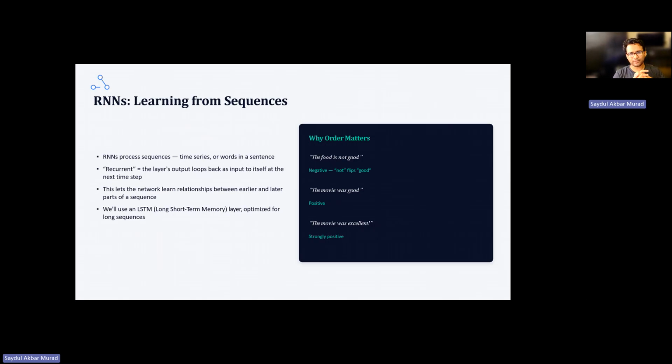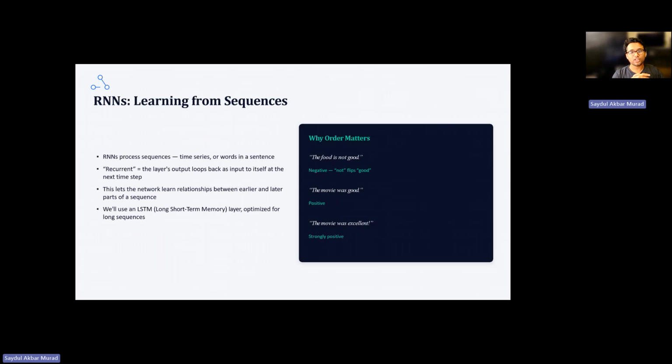If you see the example here, what is the importance? The example: the food is not good. It has a positive word, good. If we don't know the previous word, not, then you will not understand what it is. That's why we have to remember the previous word to connect the future predictions, or to understand the total context of the sentence. That's why it's important.